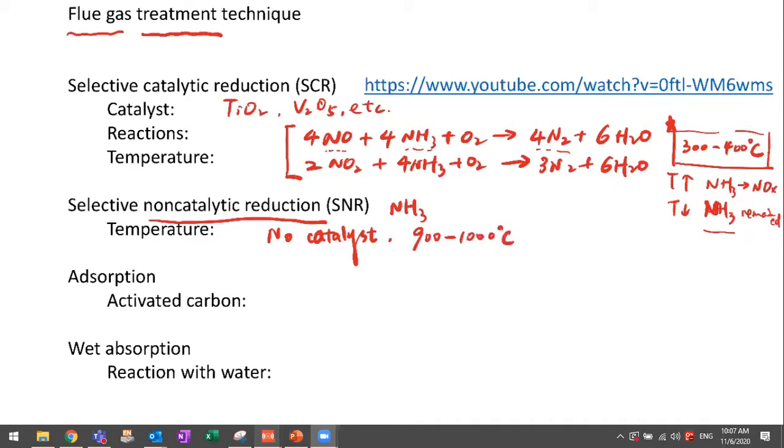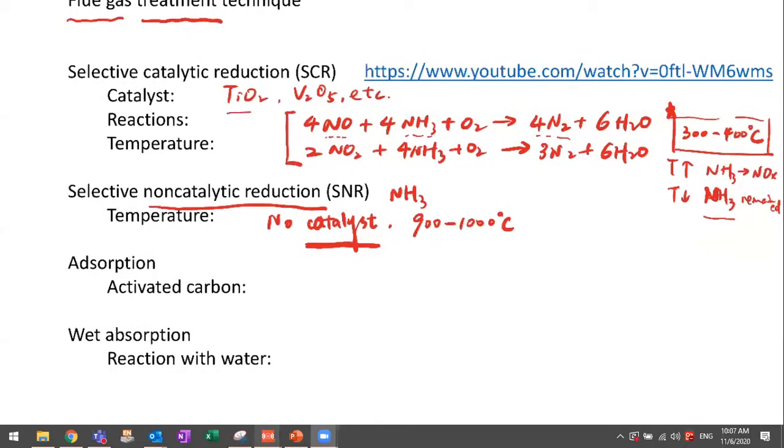Okay, if you think back on the fundamental chemistry you learned, the function of the catalyst is not to change the reaction, right? It's not to change the reaction pathways. The function of the catalyst is to change the temperature window, and this is what these catalysts are doing. If you have the catalyst, then you can conduct this reaction at 300 to 400 Celsius. But if there's no catalyst, then the temperature window is 900 to 1000 Celsius. But we're still using the same reaction here.